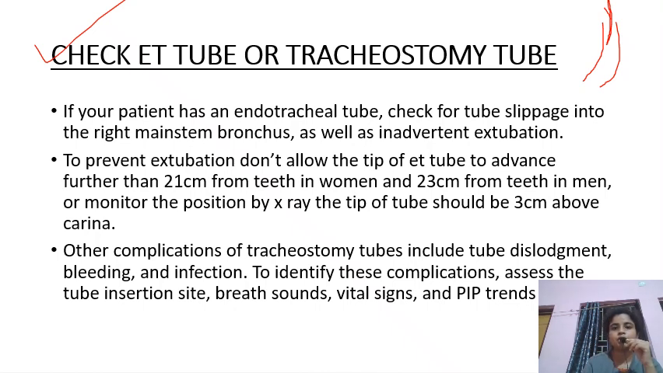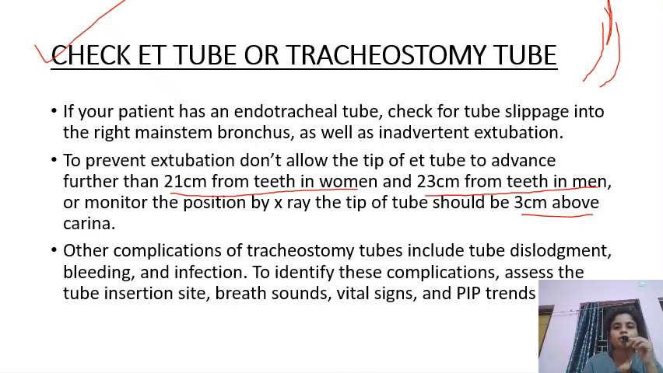So always check the placement of the ET tube. In women, it is 21 centimeters from the teeth, and in men 23 centimeters from the teeth. And always check the tip of the ET tube in the X-ray. It should be 3 centimeters above the carina. 21 to 22 centimeters for women, and 22 to 23 centimeters for men.